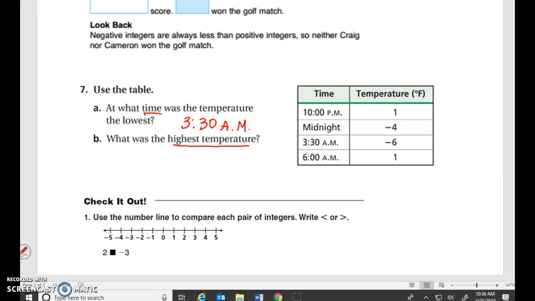Okay, so what was the highest temperature? They don't want to know the time anymore. They want the temperature. The highest temperature was 1. What's my label? Degrees Fahrenheit. On your check it out, you need to use the number line to compare the integers and give me a less than or greater than. You don't have to graph it, but you certainly can.